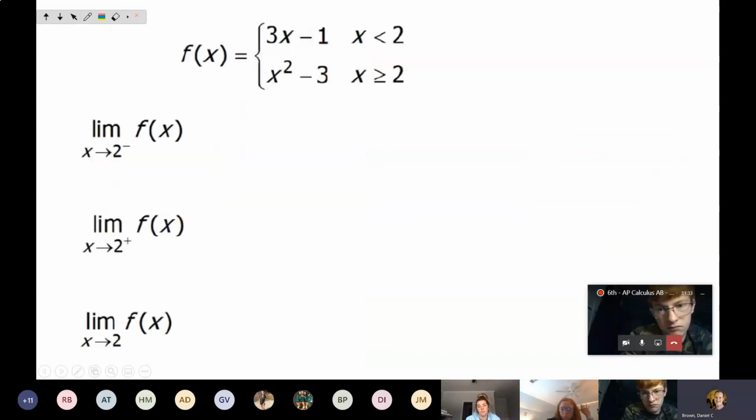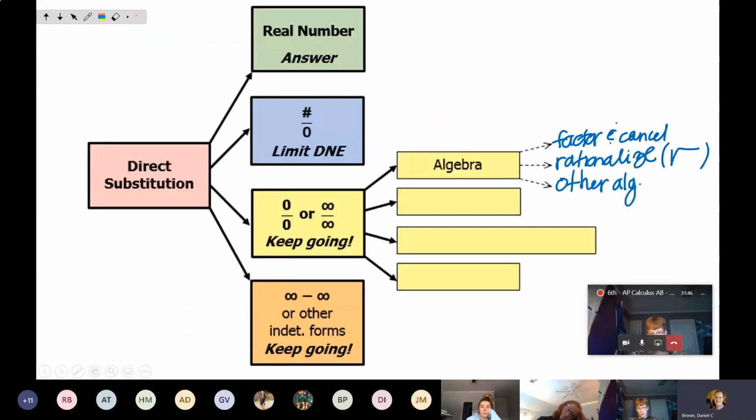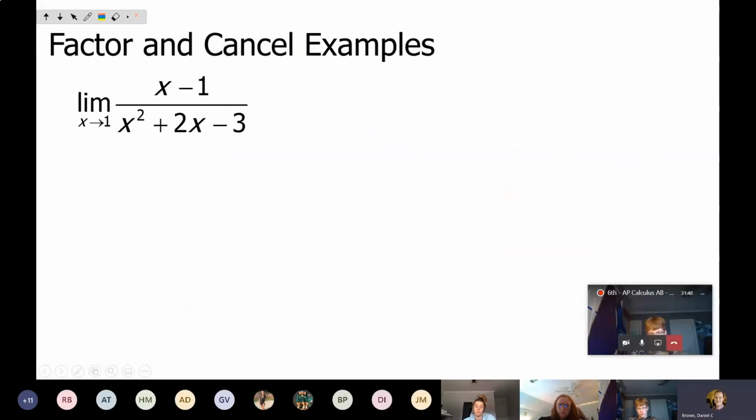All right, so I'm going to go back and look at this example. That third one was the case where we had 0 over 0, and we could keep going. So I've copied that problem down again, and I want to try to do it now by factor and cancel using the methods that we have. For factor and cancel examples, I have the limit as x goes to 1 of x minus 1 over x squared plus 2x minus 3.